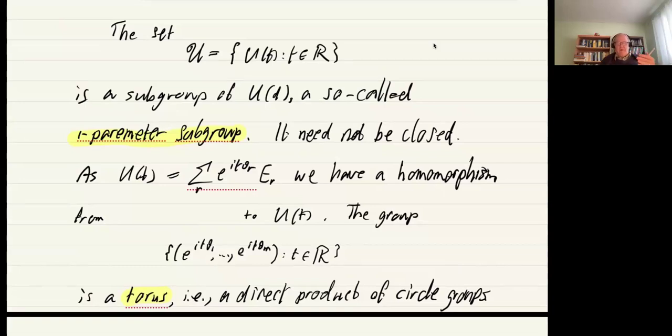It could be the orthogonal group, the symplectic group. All these things are reasonable. But you have a one-parameter subgroup of the reals, and these subgroups are quite important. In a certain sense, if you understand how these work, you can understand the entire unitary group U of d without too much trouble.